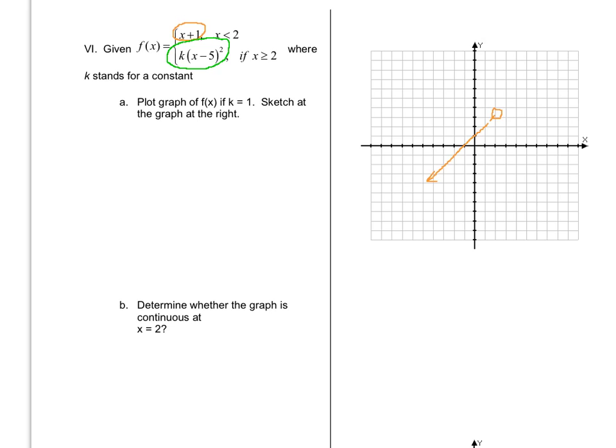And this is a parabola. It has been shifted to the right by 5, so the vertex is going to be 5 comma 0. 1, 2, 3, 4, 5 comma 0. And for this part, they're telling us that k equals 1. So this is 1 times (x minus 5) squared. That's what our y value is.